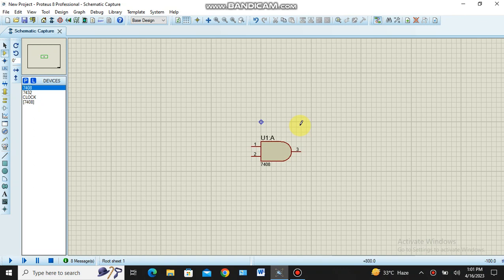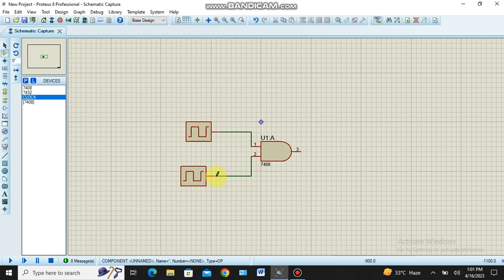You may well know the AND gate truth table. This is a two input AND gate. If both the inputs are at high level, the output is at high level. Suppose both the inputs get a logic 1, the output is also a logic 1. So we have to provide input, so I place a clock as an input source for the two inputs. I just connect both the inputs to the clock.